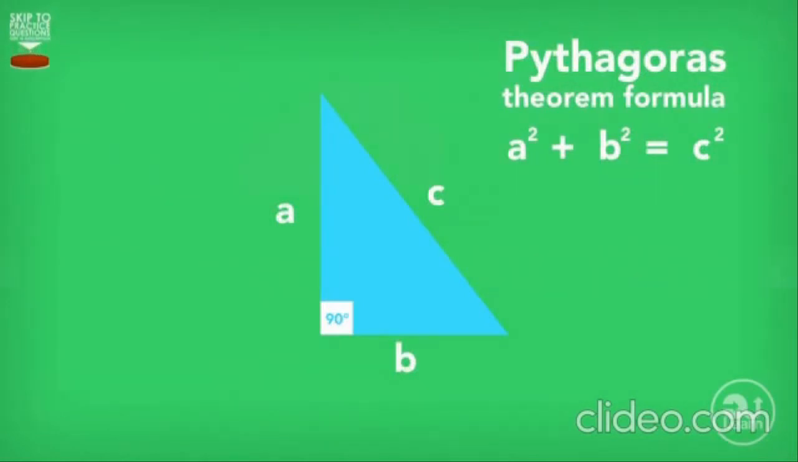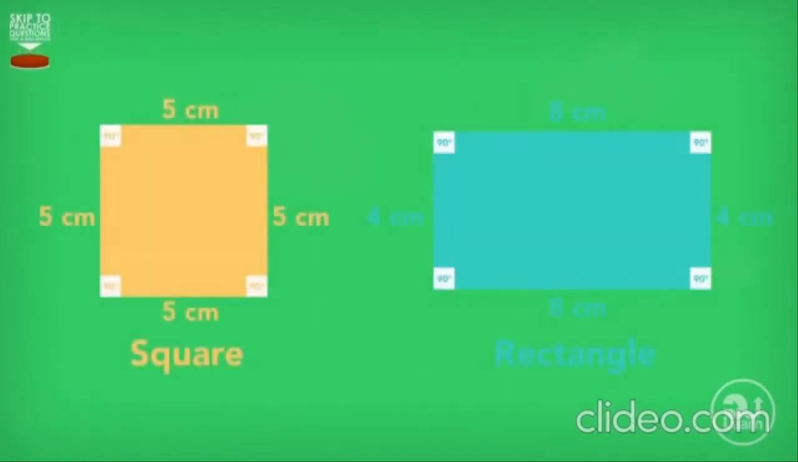A, B, and C are the three sides of the triangle. A and B are given. The side C is not given. Pythagoras theorem formula is: the distance A squared plus the distance B squared equals the distance C squared.